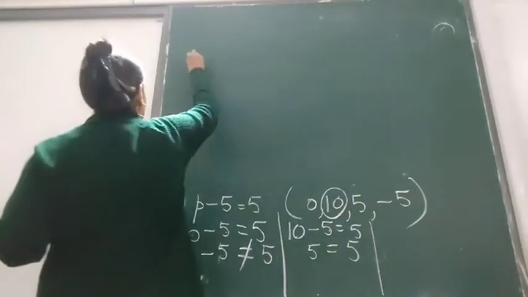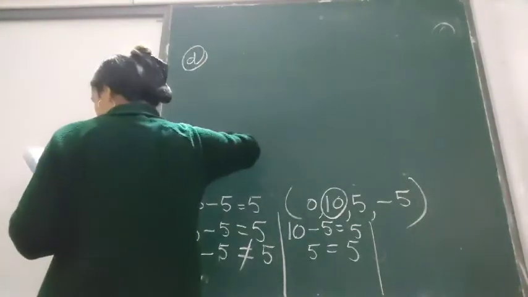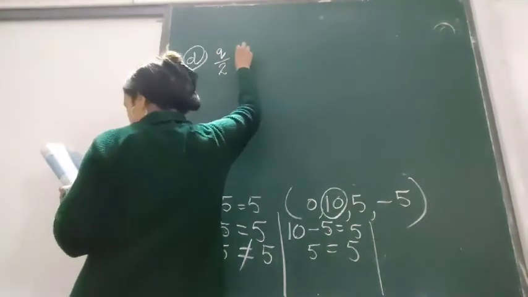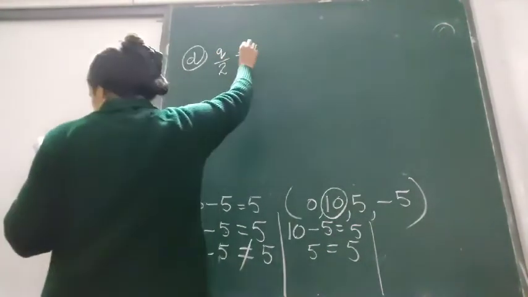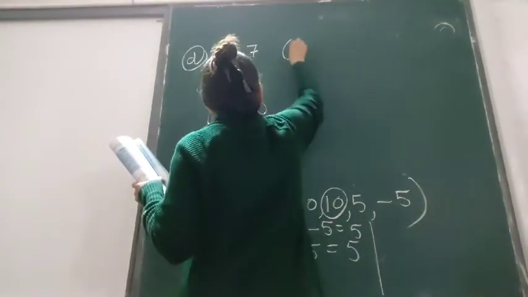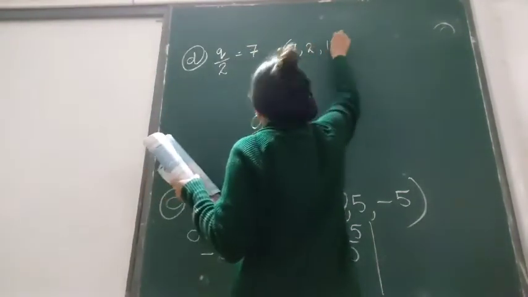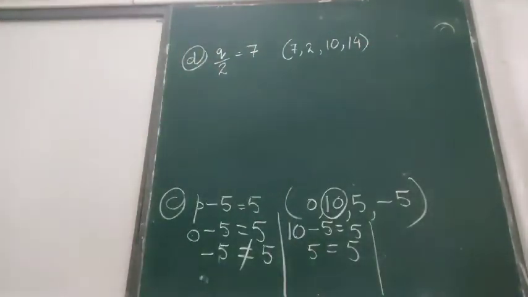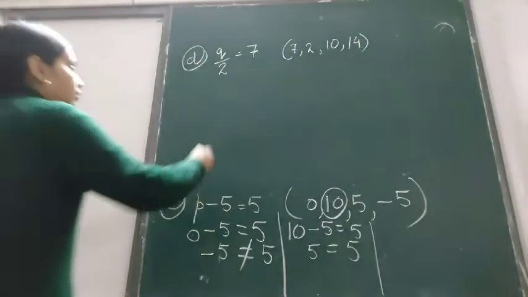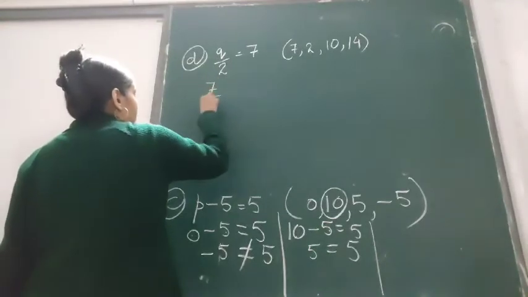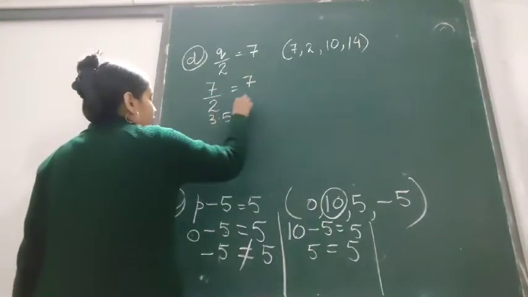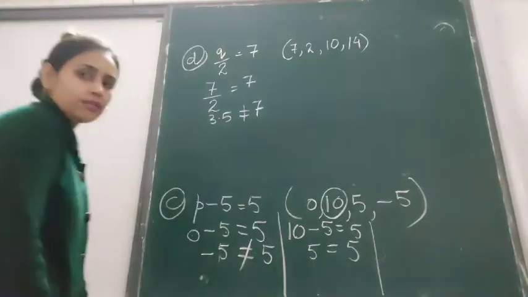We have to start D, children. D part: x by 2 is equal to 7. The options are 7, 2, 10, 14. Putting the value of x as 7, 7 by 2 is equal to 7? This becomes 3.5. Half of 7 is 3.5.